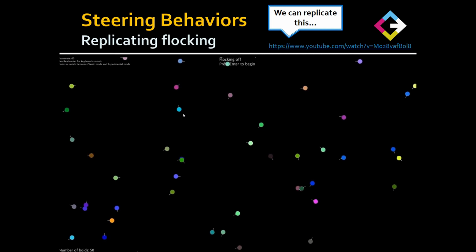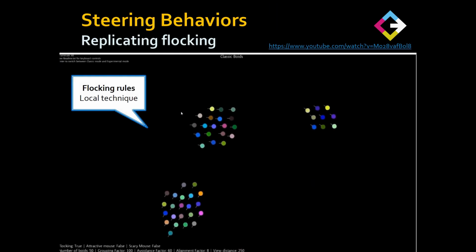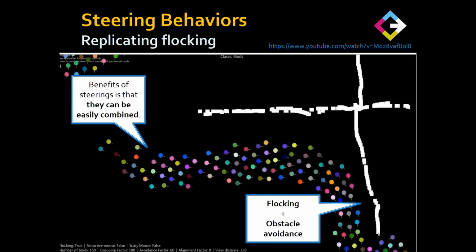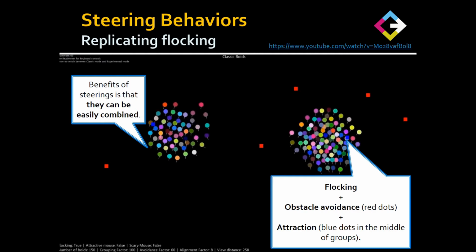Again, let's break down those cases and comment on strengths and weaknesses of local steering techniques. So, here you could have seen we can replicate the flocking. Of course, birds were changing directions, but that can be simulated with the addition of a wandering behavior. What is great about steering behaviors is that they can be easily combined. Here we combine flocking, one set of rules, with obstacle avoidance, another set of rules, which just blends together. Here we are even adding attraction. If you watch the video again, you will notice blue rectangles, which act as attractors for boids.